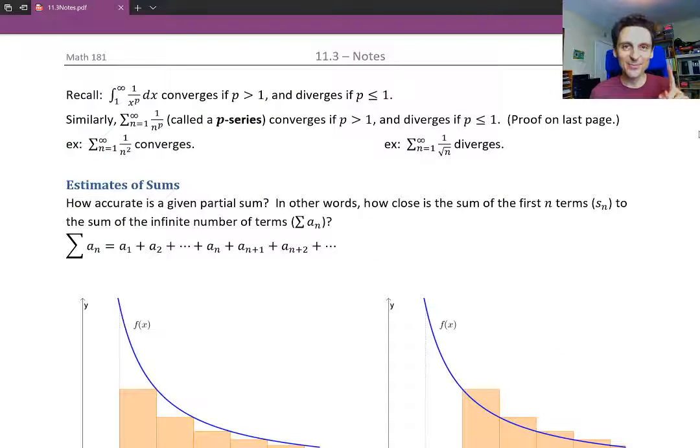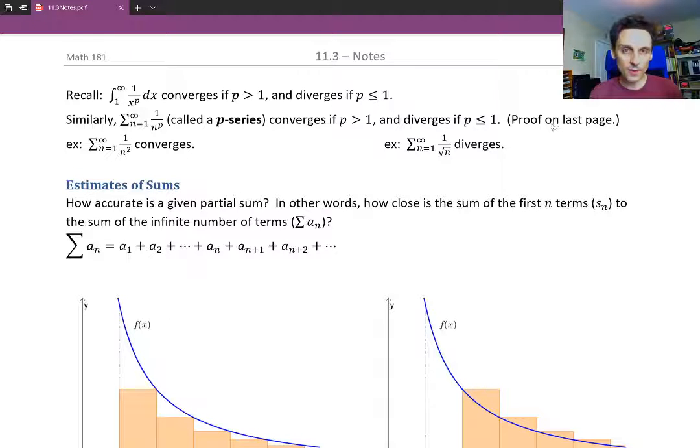Oops, I forgot one thing. On the next page, we're reminded of the integral from 1 to infinity of 1 over x to the p, how this converges if p is greater than 1 and diverges if p is less than or equal to 1. This is something that we showed back when we talked about improper integrals. Well, it's not too surprising that the similar series 1 over n to the p is going to converge and diverge under the same conditions. And basically, you're going to use the integral test to help you figure this out.